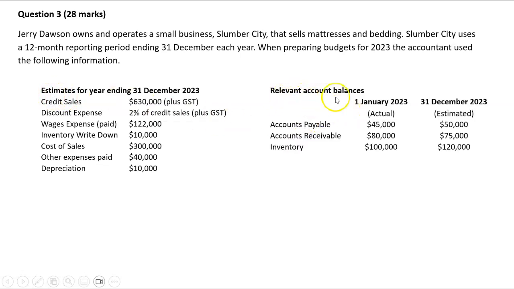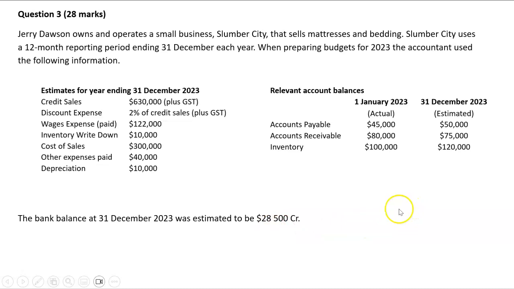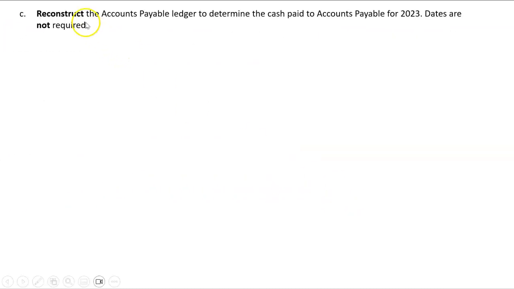We've also got some account balances, and on the 1st of January we have the actual balances. So these have actually happened, but then we've also got some estimates for the end of the year. And finally, we're told the bank balance at the end of the 31st of December is expected to be an overdraft because it's credit of 28,500. As per usual, don't try and read all this in reading time and go, well, I've got to remember it all. Get your question in this case.